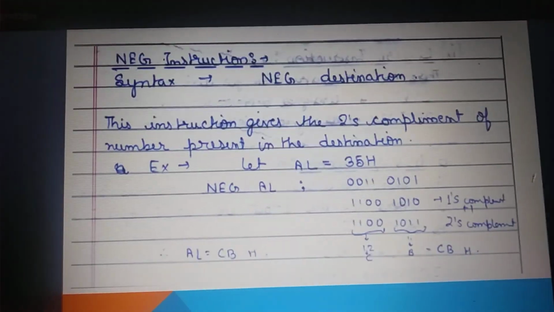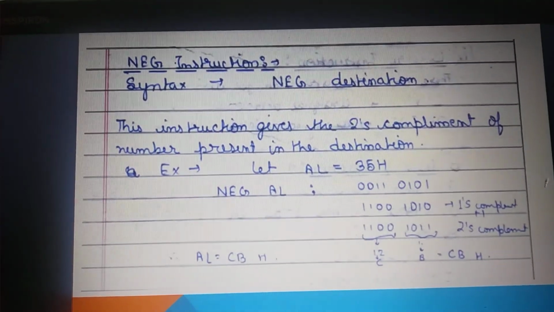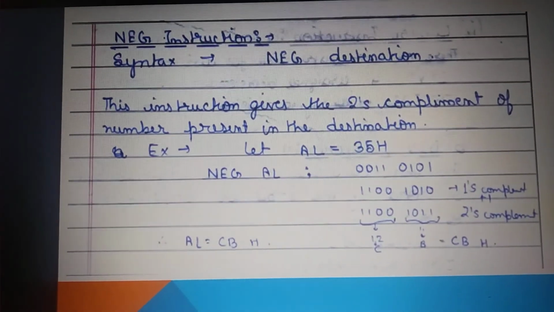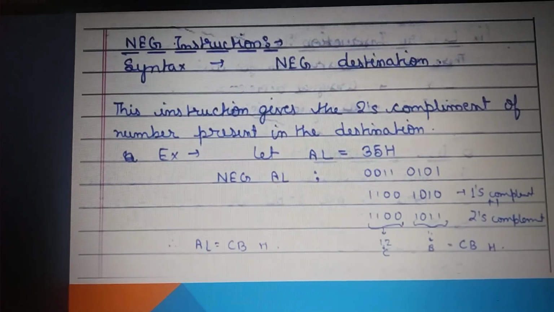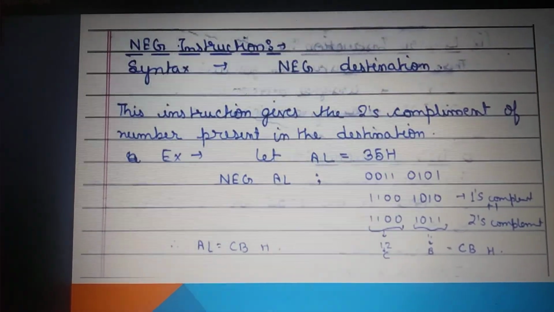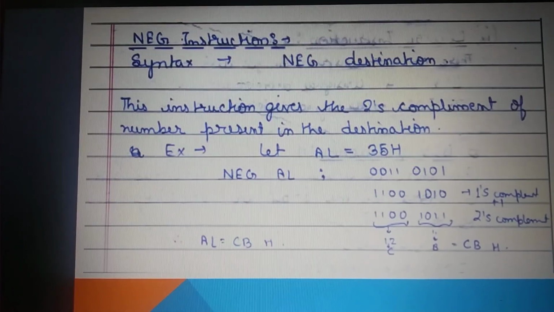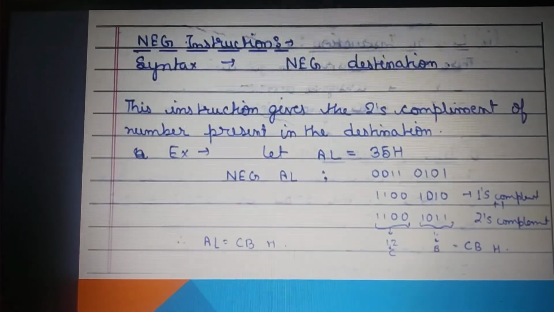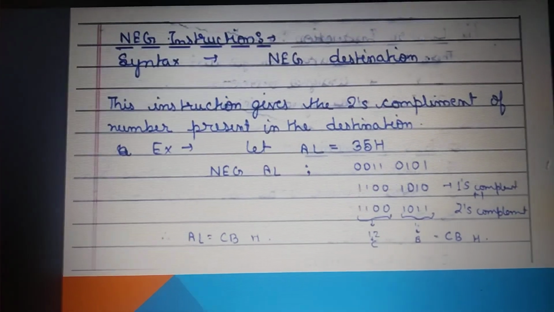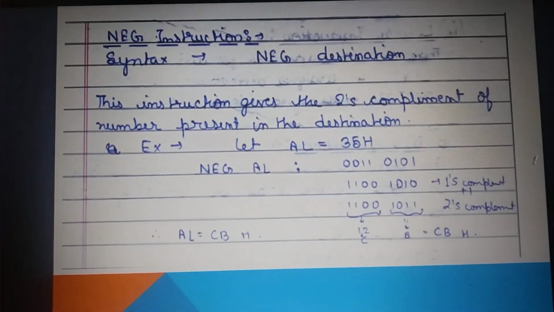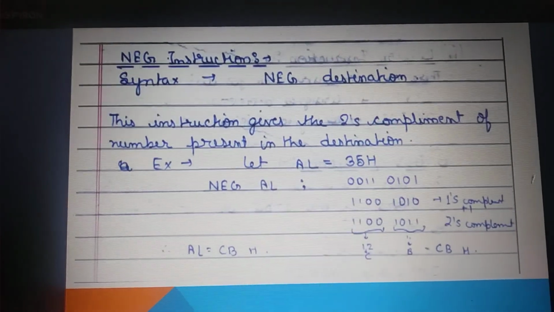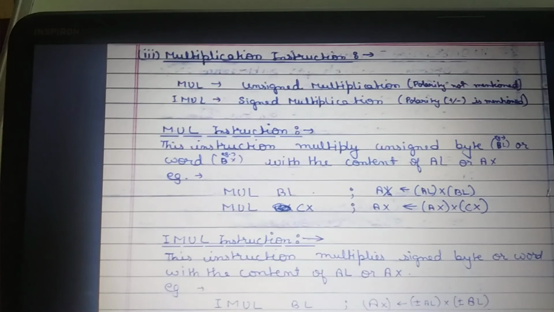Suppose the content of the AL register is 35H, as shown in the example. When we execute NEG AL, what will happen? This instruction takes the 2's complement of 35H, and the result in AL becomes the 2's complement of 35H, which is CBH. So we have to take the 2's complement of the content of the destination register. Okay, I think it is clear to you.